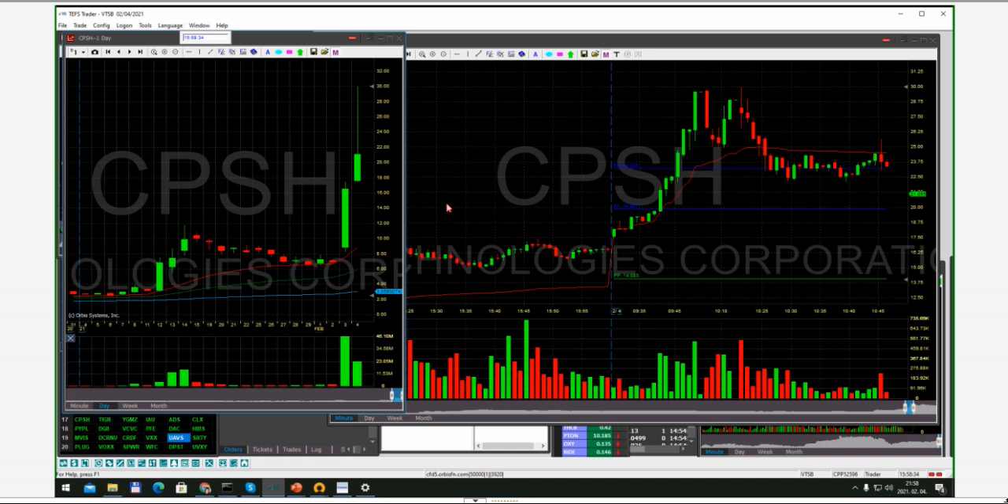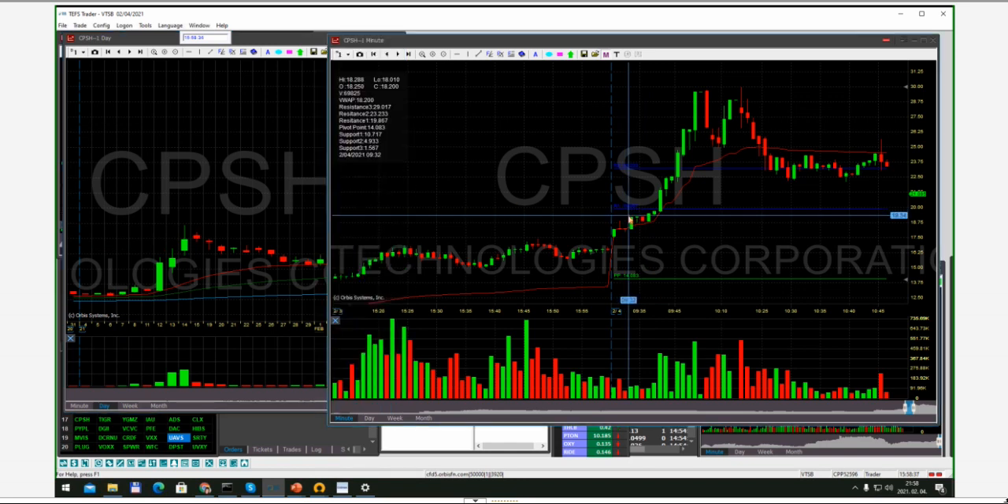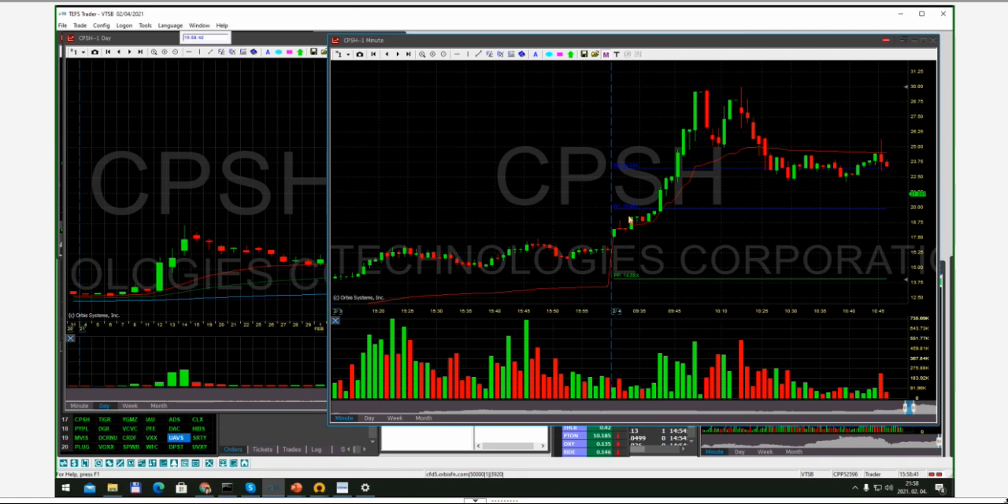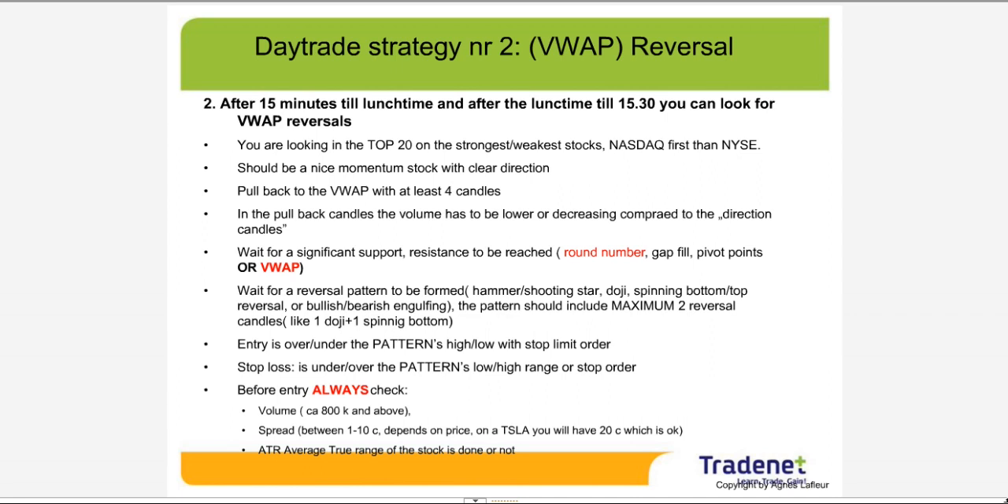CPSH. Beautiful entry based on the breakout strategy again. Okay? So this is my first strategy. You can just listen to it in the first part of my survivor strategies. Please feel free to ask Clifton. And now let's just start with the VWAP reversal strategy.